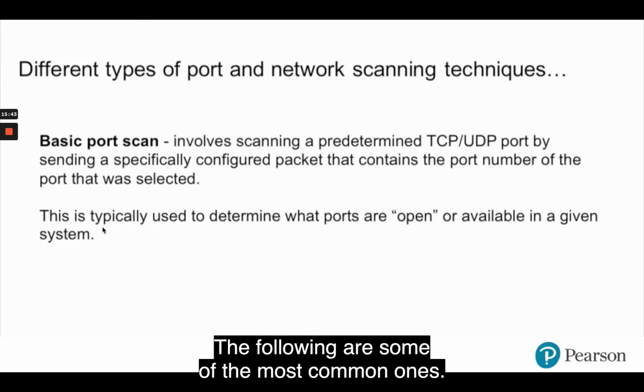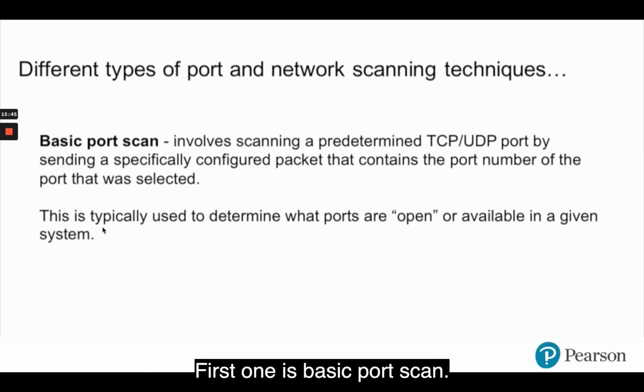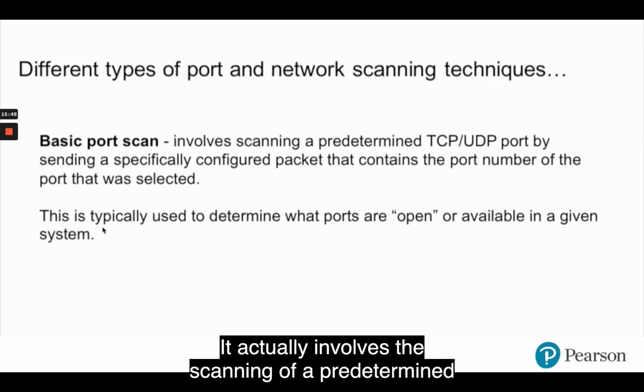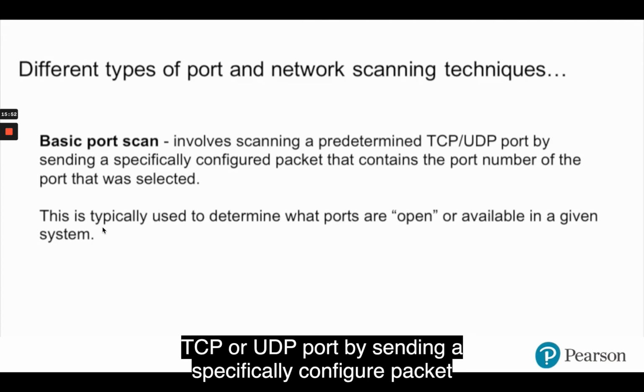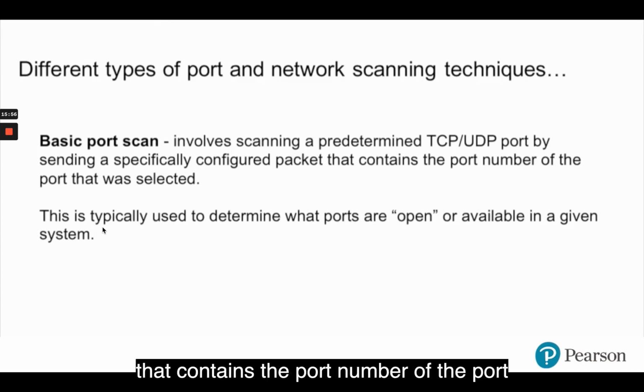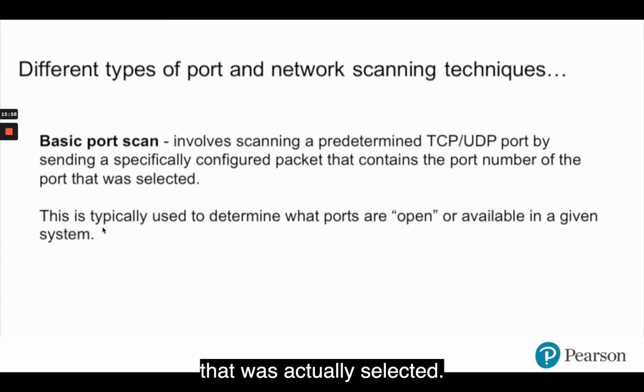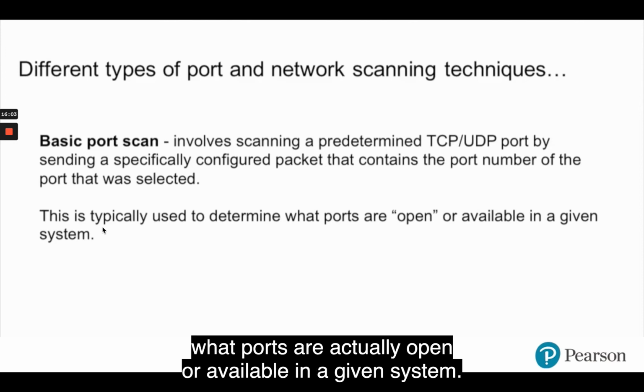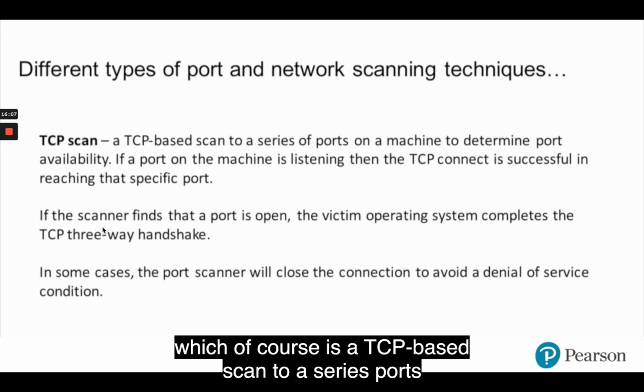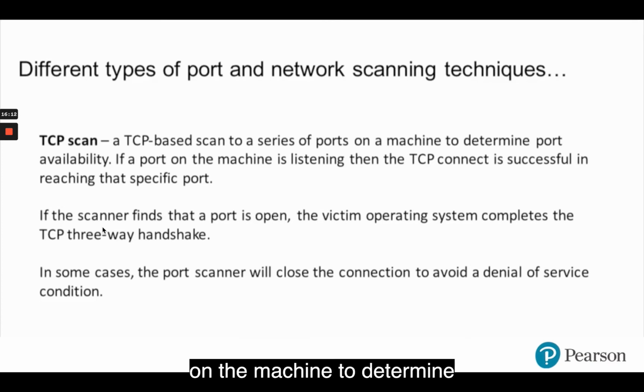So now there are different types of port and network scanning techniques. The following are some of the most common ones. The first one is basic port scan. It involves the scanning of a predetermined TCP or UDP port by sending a specifically configured packet that contains the port number of the port that was selected. So this is typically used to determine what ports are open or available in a given system. There's also a TCP scan, which of course is a TCP-based scan to a series of ports on a machine to determine the port availability.